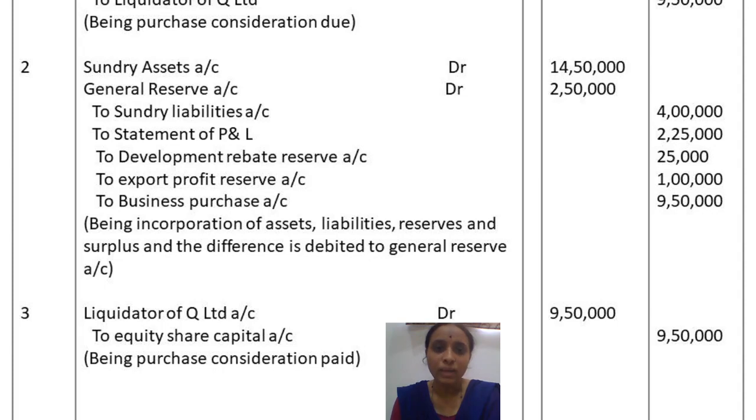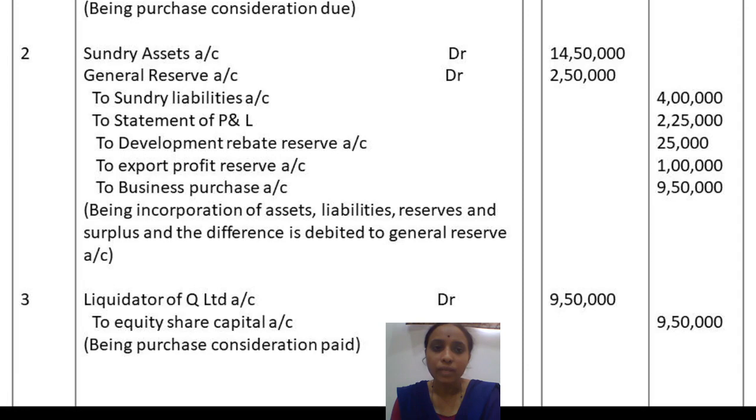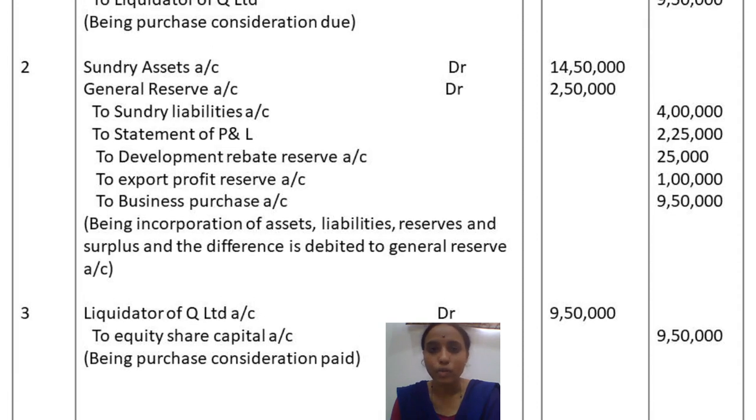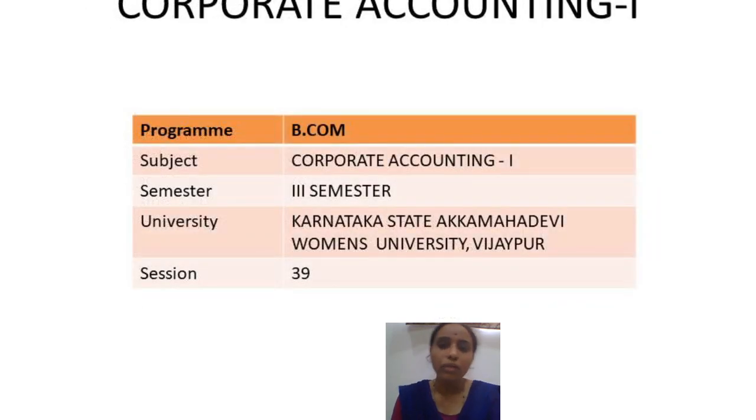The next is liquidator, that is being purchase consideration paid. So you are going to pay to Q Limited, liquidator of Q Limited account debit 9,50,000 to equity share capital account 9,50,000. So this is the journal entry to be passed in the books of the transferee company, that is P Limited.